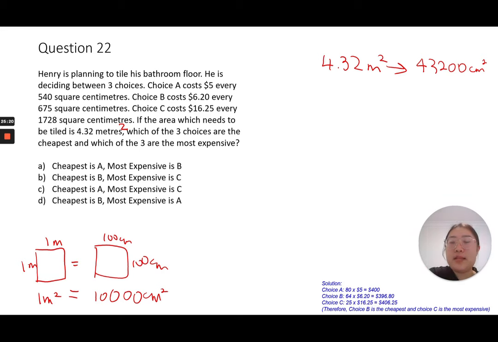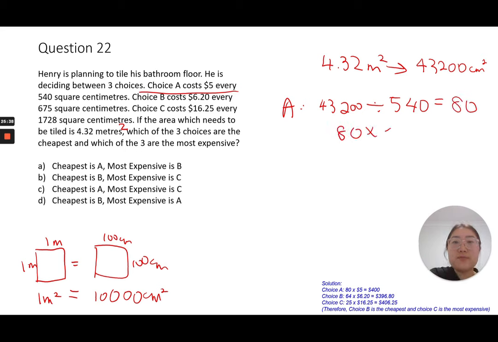Now, let's try choice A. A will cost $5 every 540 square centimeters. So we're going to do 43200 divided by 540, and you actually get 80. So you times that by the price for each of the square centimeters, and you get 400.